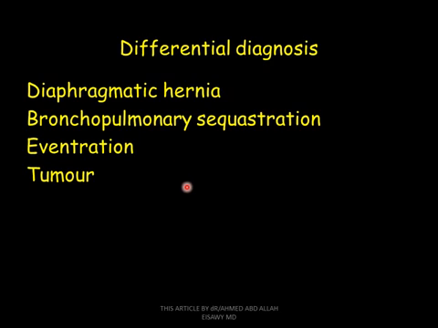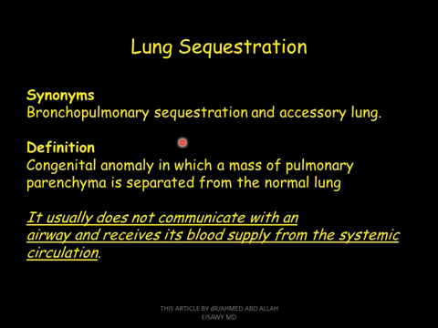Differential diagnosis of CCAM: diaphragmatic hernia, bronchopulmonary sequestration, eventration, tumor. Lung sequestration, bronchopulmonary sequestration and accessory lung. It is a congenital anomaly in which a mass of pulmonary parenchyma is separated from the normal lung. It usually does not communicate with an airway and receives its blood supply from the systemic circulation. It may be extralobar or intralobar.